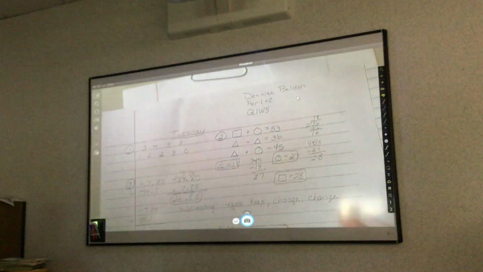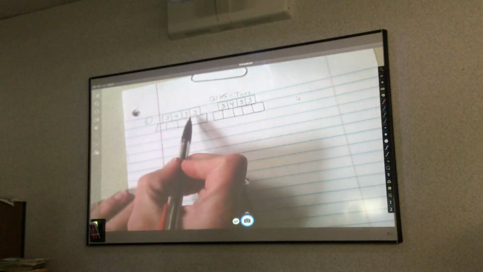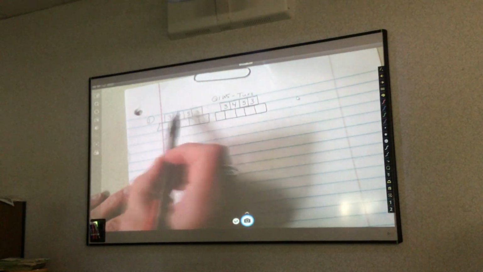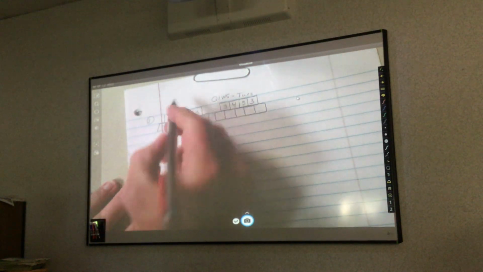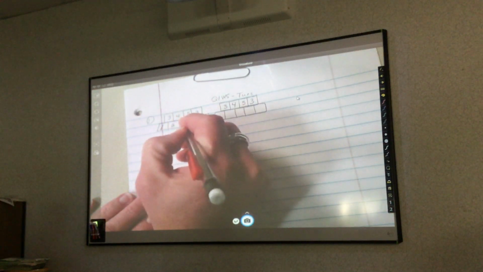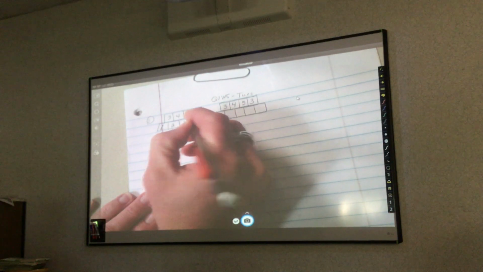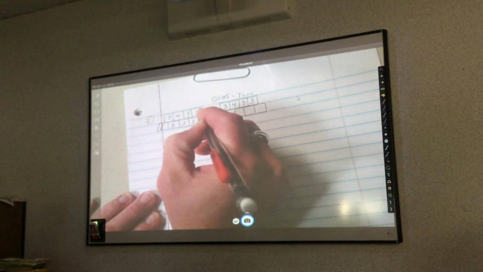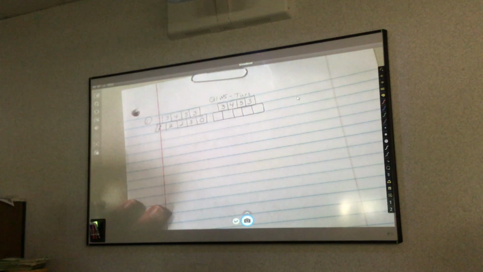So I wrote it down on my paper. I didn't even write the whole pyramid. I just did my one row I needed to have. So I did 1 plus 2 is 3. 2 plus 2 is 4. 2 plus 3 is 5. And 3 plus 0 is 3. Did anybody have another way?